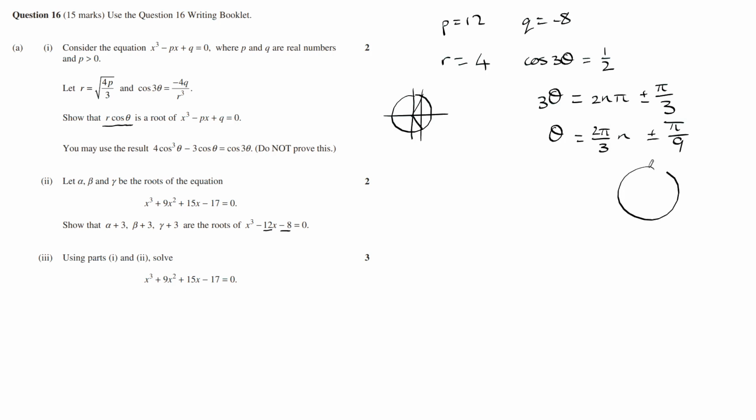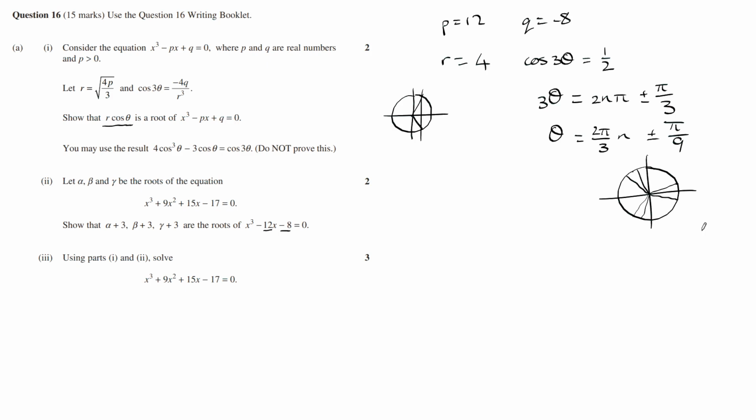Now let's just visualize where all those solutions are. So when n is 0, you'll just have plus or minus pi on 9, like that. When n is 1, you'll have 2 pi on 3, which is around here, and then plus or minus pi on 9, so like there and there. And then when n is 2, we've got 4 pi on 3, which is like down there, and plus or minus pi on 9, so it's like there and there.